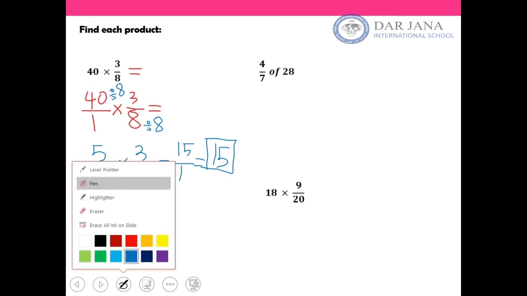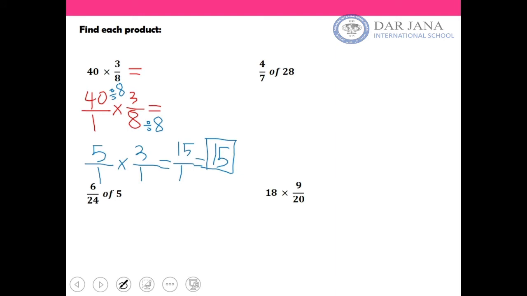If I try the other example, I'm gonna choose a different color. So guys, 4 over 7 of 28 means 4 over 7 times 28. So the "of" means a multiplication in this case. Of course, I'm gonna make the whole number a fraction, so it's 28 over 1.